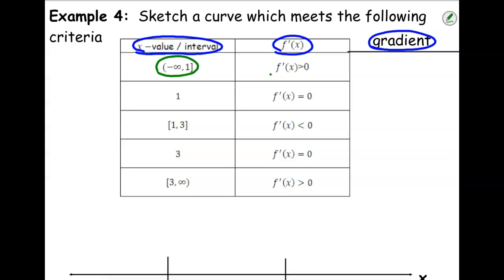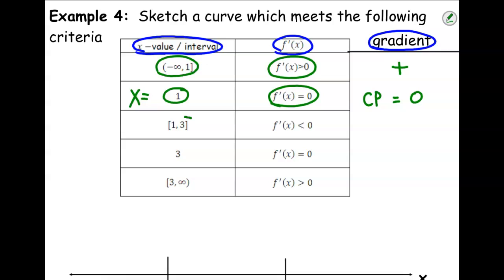So in the first row, our x value, in this case our interval between negative infinity and 1, the value when you evaluate the derivative function is a positive number. So that means your gradient or your slope is positive. Then when your x value equals 1, when you evaluate your derivative function, you get 0. So that means there's a critical point at x equals 1. So there's a sign change. So that gradient is 0.